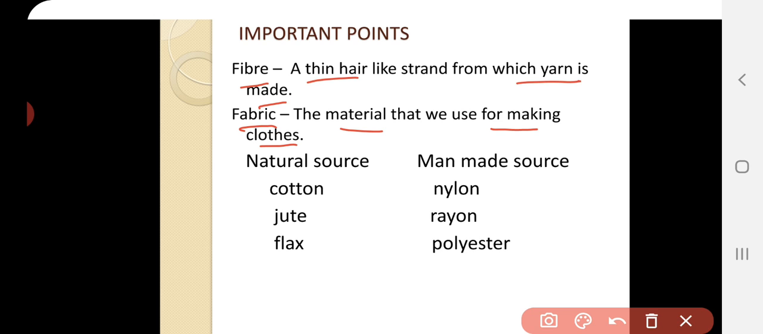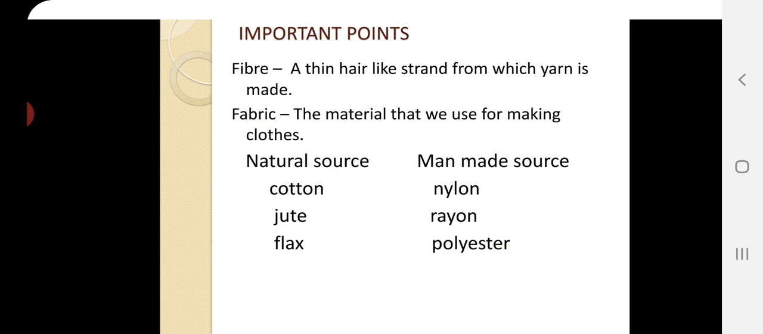And here we have two kinds of fibers, that is natural fibers and synthetic fibers. Natural fibers are from natural sources, that is cotton, jute and flax, and man-made fibers are from man-made sources, that is nylon, rayon and polyester.